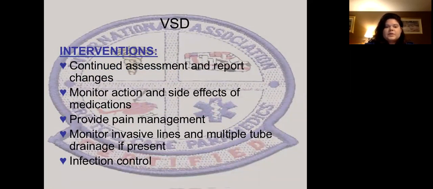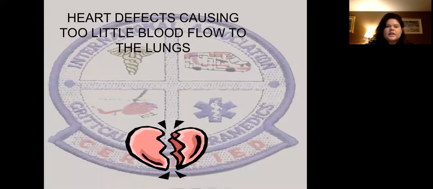Some interventions that we would do: continue to assess, as always, monitor the actions and side effects of the medication. You can do pain medication, monitor your invasive lines and any drainage systems that they have, and infection control, always, always.